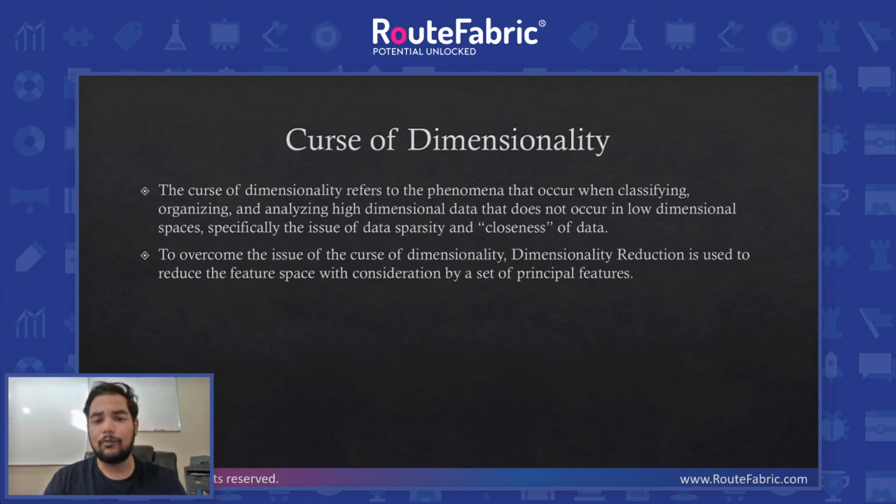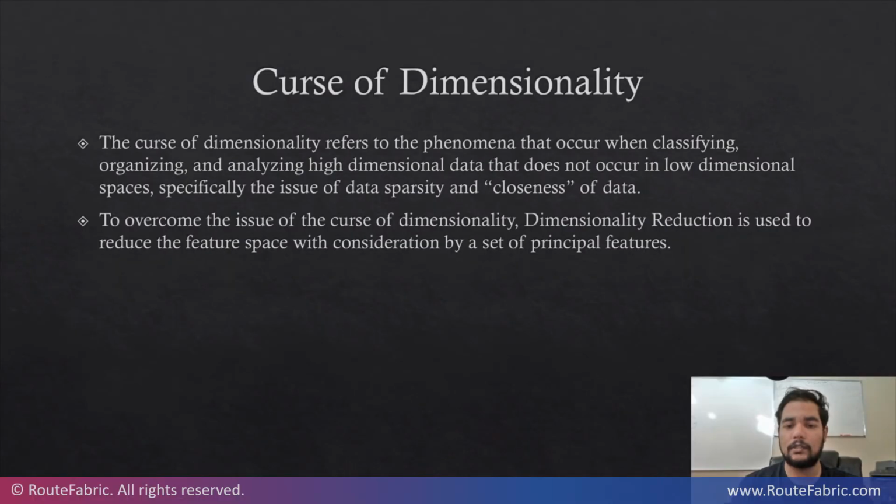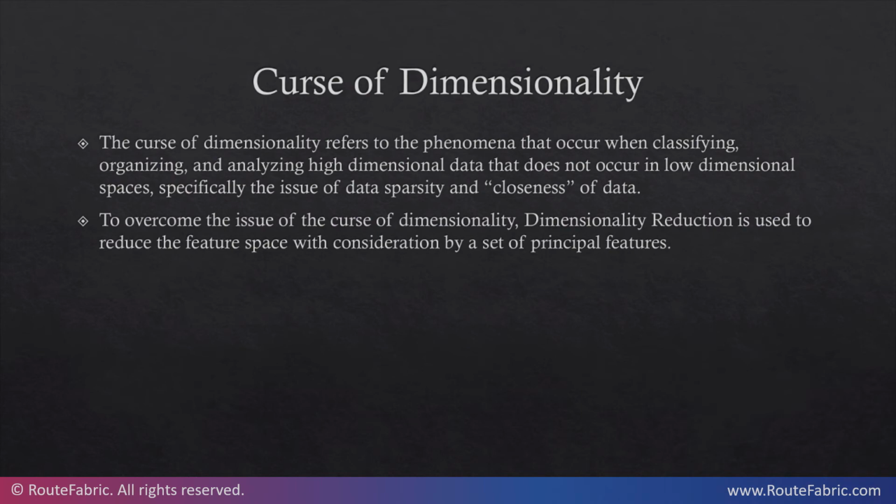Now, let us look at what curse of dimensionality means, which is tackled by feature selection. The curse of dimensionality refers to the phenomena that occurs when classifying, organizing, and analyzing high-dimensional data that does not occur in low-dimensional spaces, specifically the issue of data sparsity and closeness of data. To overcome the issue of the curse of dimensionality, dimensionality reduction is used, otherwise known as feature selection, to reduce the feature spaces with consideration by a set of principal features.